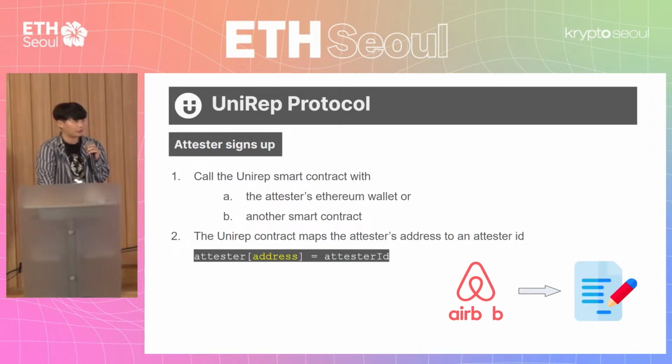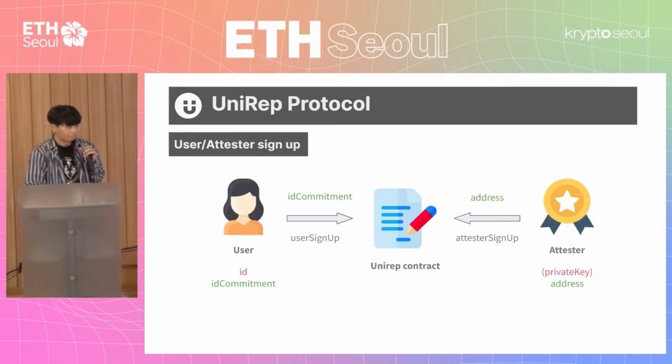And also, we introduce how the attester can sign up in this protocol. The attester is non-anonymous, so the attester can use an Ethereum wallet or a smart contract to sign up in the Unirep contract. And the Unirep contract will assign an attester ID to the attester. Like if Airbnb is the first attester to sign up in the Unirep protocol, it will get attester ID 1. Yeah, so this is the overview of sign-up in the Unirep protocol. The user uses the ID commitment to sign up, and the attester uses its Ethereum wallet address or smart contract address.